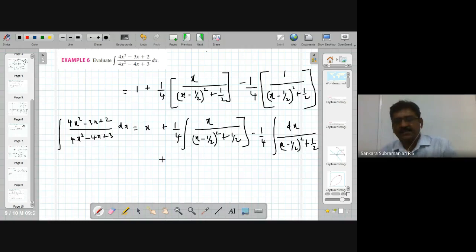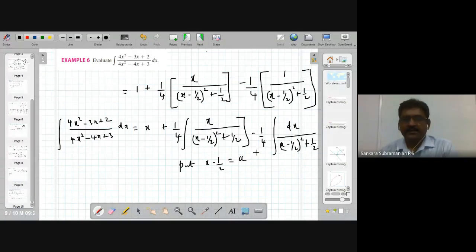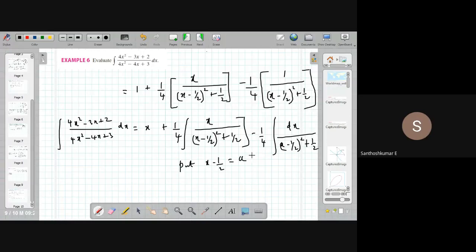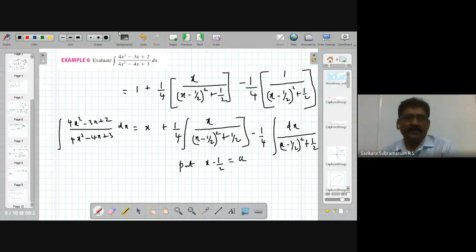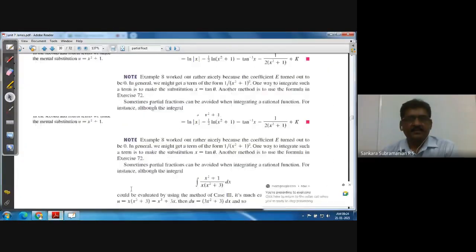But there is a shift here. என்ன பண்ணுங்க வரீங்க இங்க? Put x minus 1 by 2 equal to u எடுத்துக்கலாம் சார். Put x minus 1 by 2 equal to u. Okay, சரி. அப்படி பண்ணா ப்ராப்ளம் சால்வ் ஆயிருமா? செஞ்சு பார்க்கலாம் சார். பாருங்க. This is example.